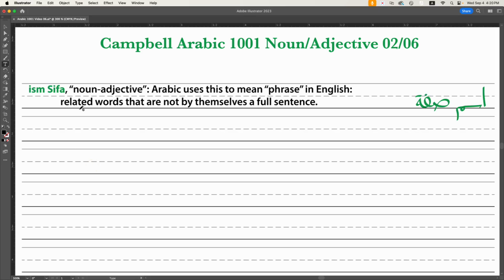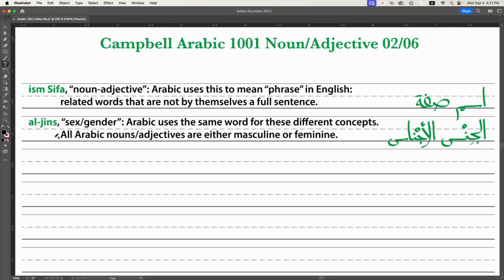So let's begin with the word for phrase, which is really a two-word phrase. Ism sifa. Ism sifa literally means noun adjective or name description, if you want. And Arabic uses this to mean phrase in English. And a phrase is related words that are not by themselves a full sentence. So we'll move on to sentences in the next series of videos. But phrases are a little bit easier, so we'll take care of them first.